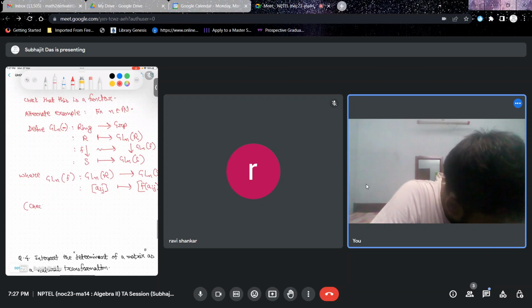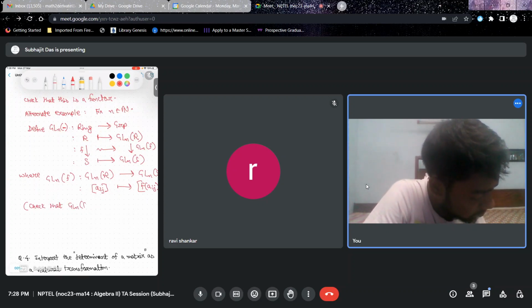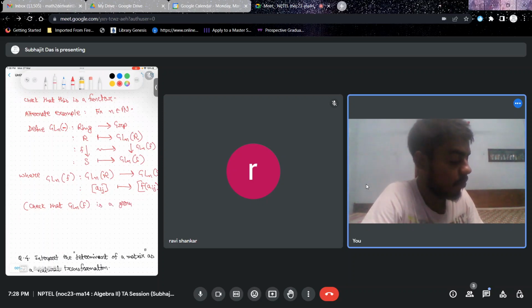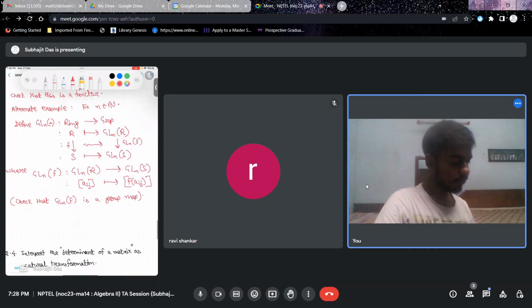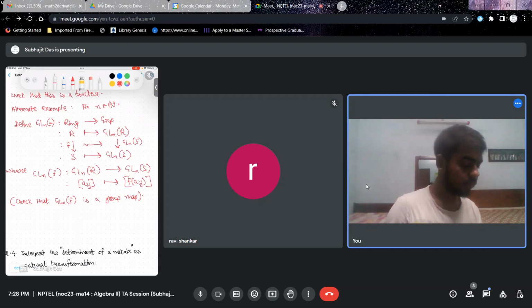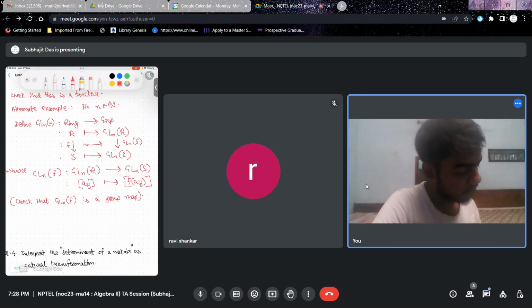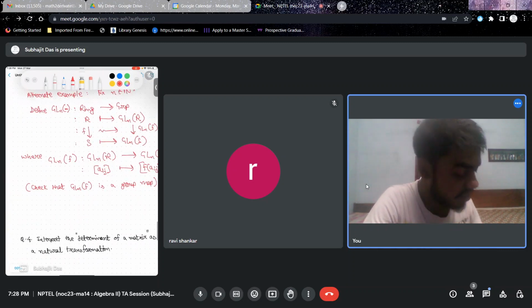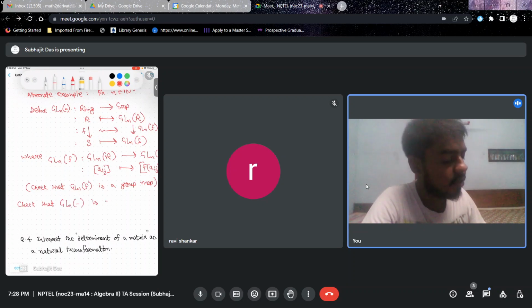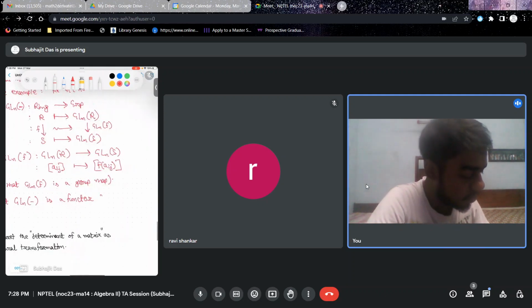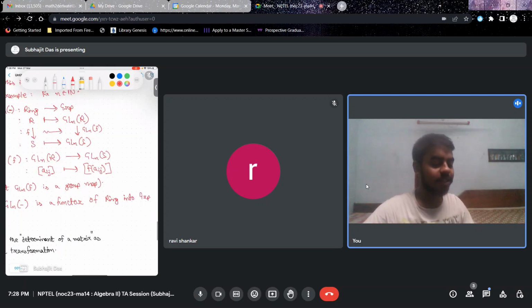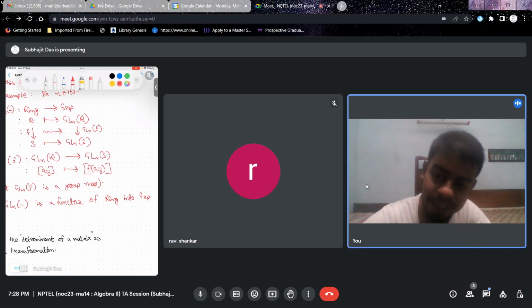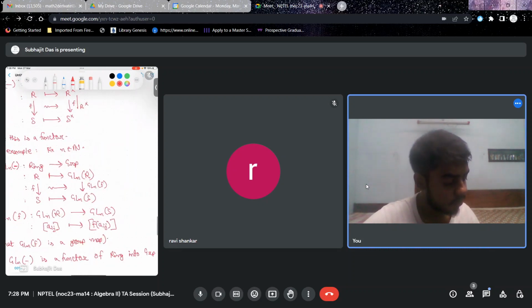So check that GLNF is a group map, and also check that GLN bar is a functor. It's a functor of the category of rings into the category of all groups. Check that GLN bar is actually a functor from the category of all rings into the category of all groups.